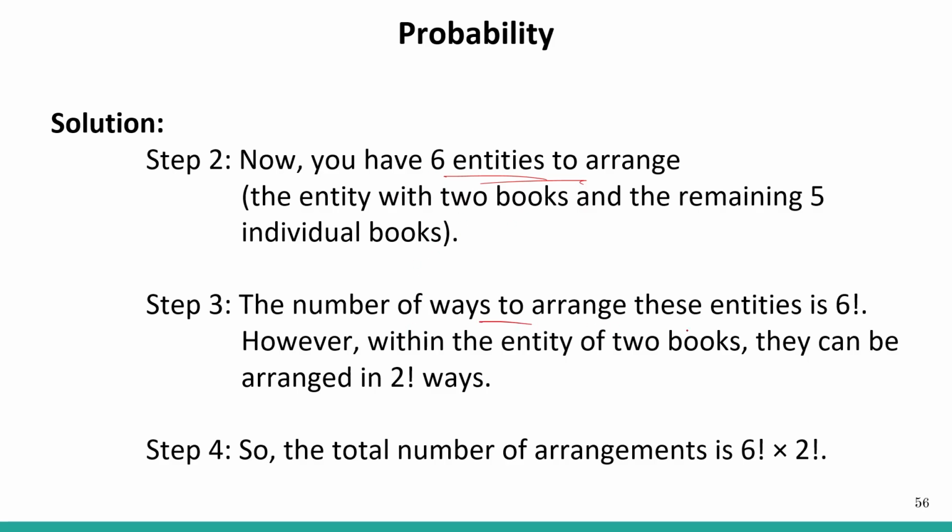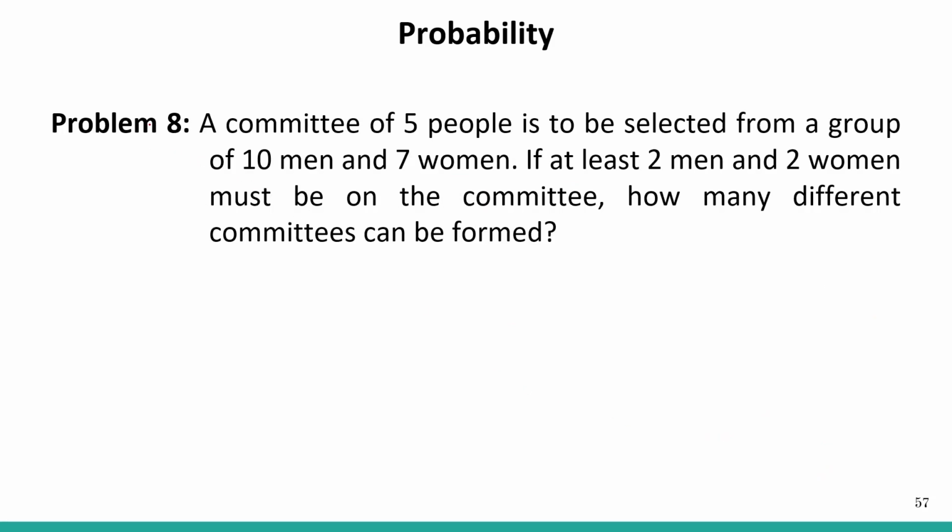So the number of ways to arrange these entities is 6 factorial, but those 2 books can also be arranged in 2 factorial ways, right? For the first position there are 2 choices, for the second position there is 1 choice. So it will be 2 factorial. So we multiply these 2 to get the total number of ways. So let's see problem number 8.